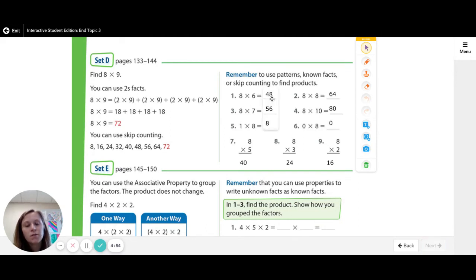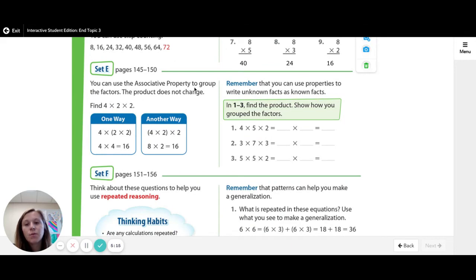So we know 8 times 6 is 48, 8 times 8 is 64, 8 times 7 is 56, 8 times 10 is 80, 1 times 8 is 8, 0 times 8 is 0. Remember, anything times 0 is always 0. 8 times 5 is 40, 8 times 3 is 24, and 8 times 2 is 16. Pause the video if you need to make any corrections.